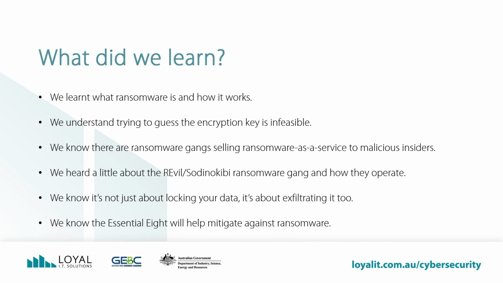What did we learn? We learnt what ransomware is and how it works. We understand trying to guess the encryption key is infeasible. We know there are ransomware gangs selling ransomware as a service to malicious insiders. We learnt a little about the Revil or Sodinokibi ransomware gang and how they operate. We know it's not just about locking your data, it's about exfiltrating it too. We know the Essential 8 will help mitigate against ransomware.